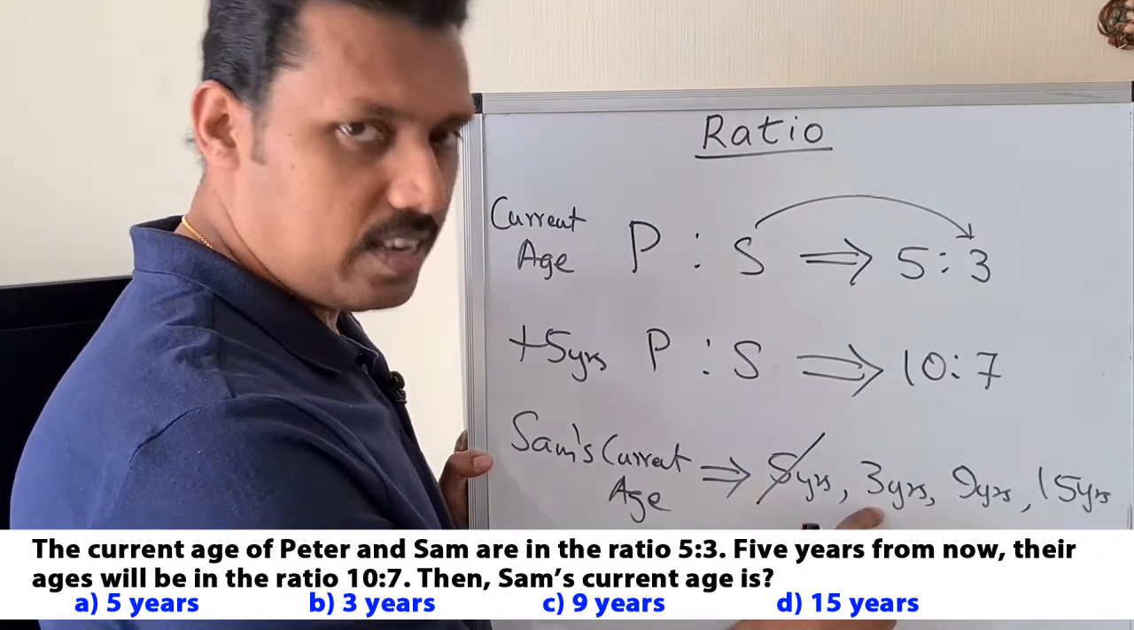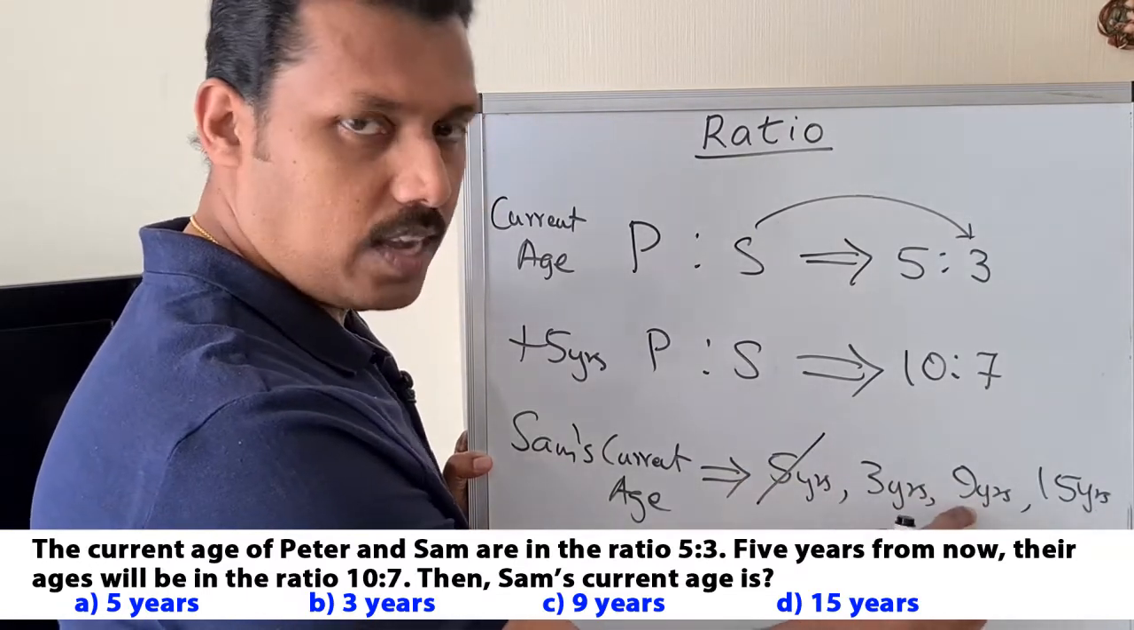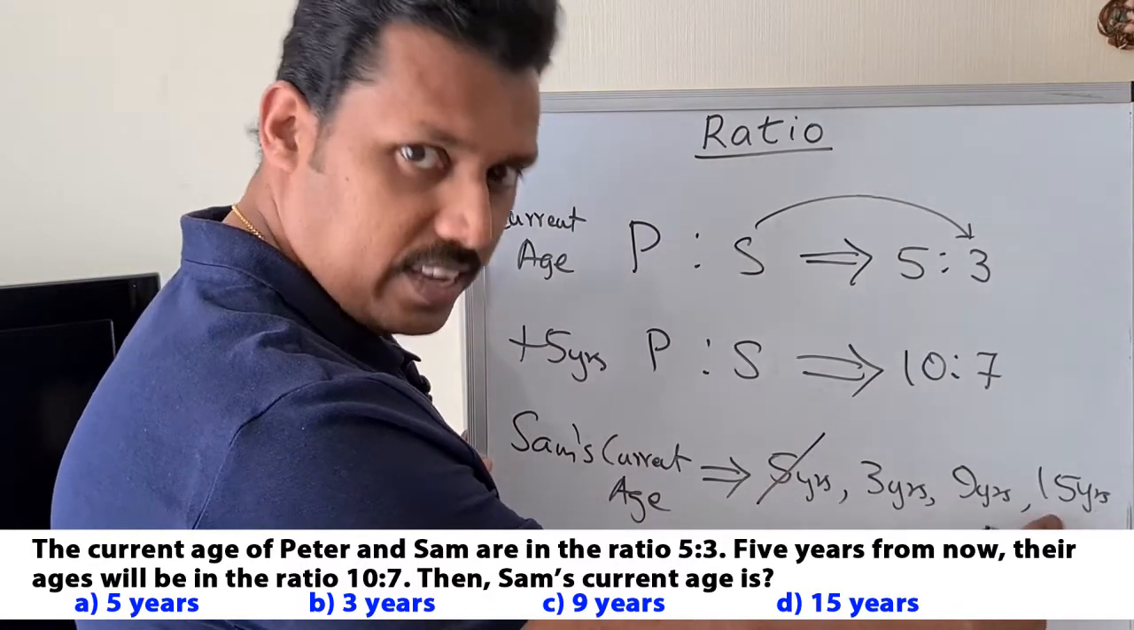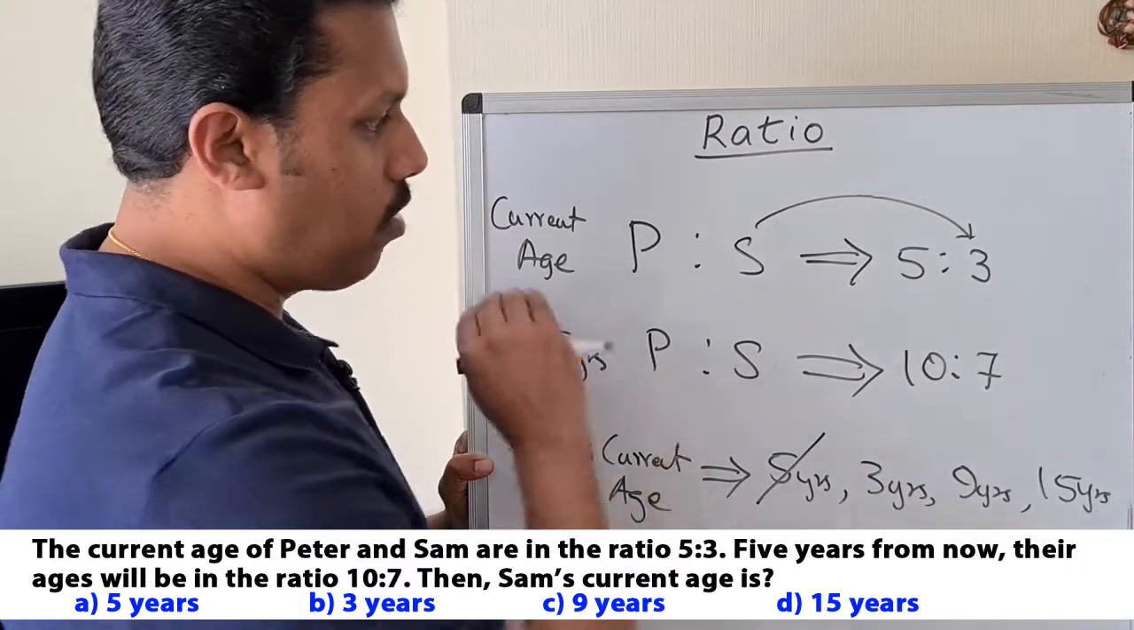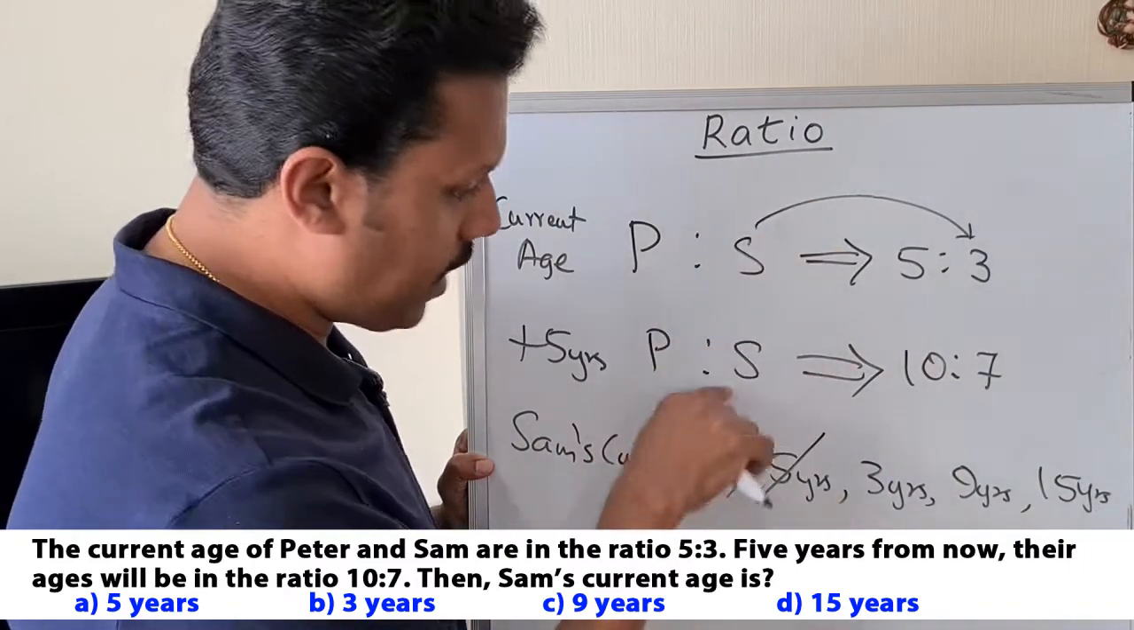Is this a multiple of 3? Definitely yes. Is this a multiple of 3? Yes. Is this a multiple of 3? Yes. So out of these 3 will be the answer. So we can't use that option. That's finished. Now look at the second option.